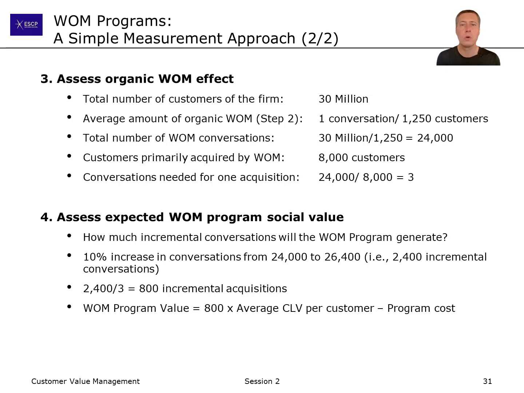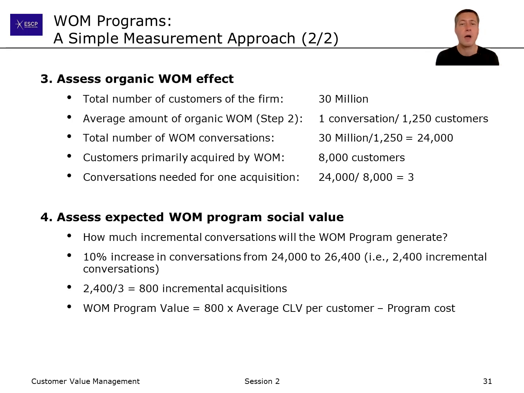Well, and then we do some very simple calculation. Our company has 30 million customers. We know that we have 1 conversation for every 1,250 customers. If we have 30 million customers, we divide it by 1,250. That means we should have had about 24,000 conversations in the past month. We know that 8,000 customers have been acquired primarily due to word of mouth. We divide the 24 by the 8 and we get 3. This means every customer that got primarily acquired through word of mouth was the receiver of 3 word of mouth messages from 3 different customers.